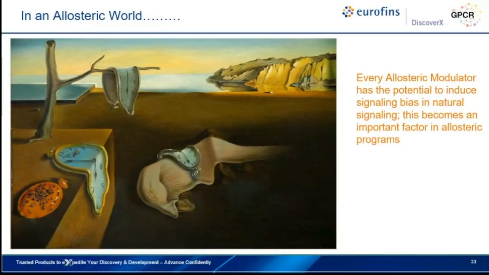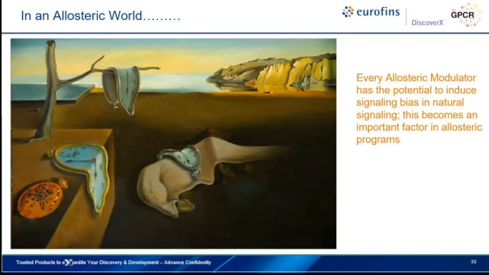I'll just finish with this. I mentioned it at the start. We're, of course, in an allosteric world now. GPCRs are nature's prototype allosteric protein. Everything this thing does is allosteric.